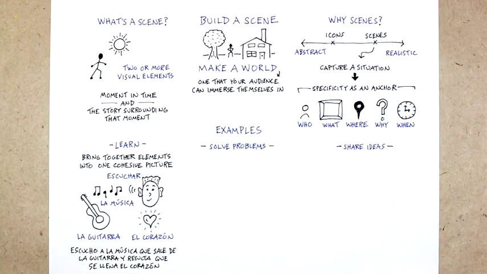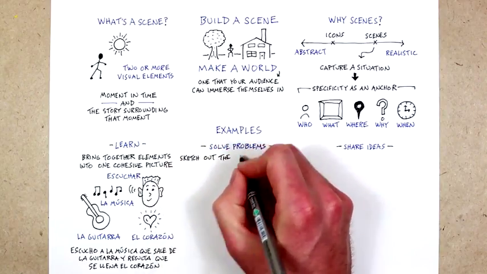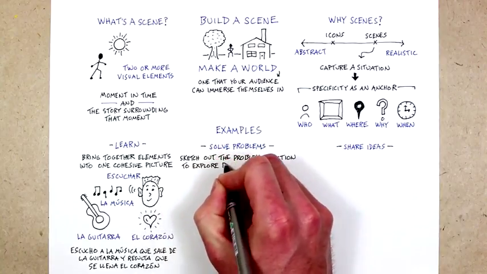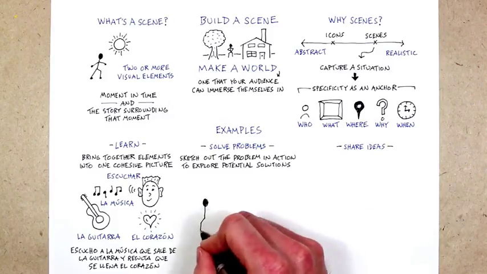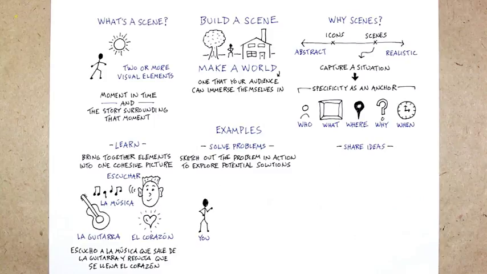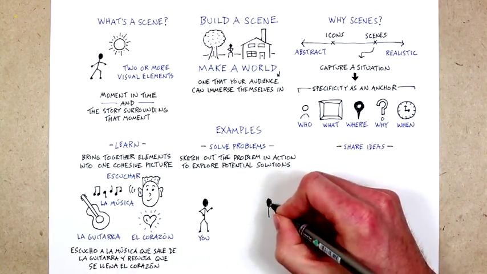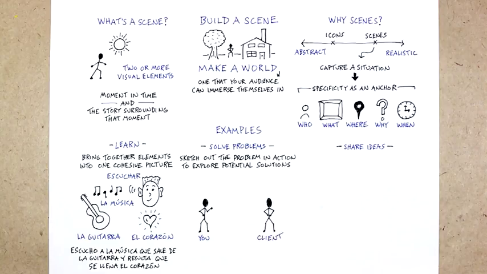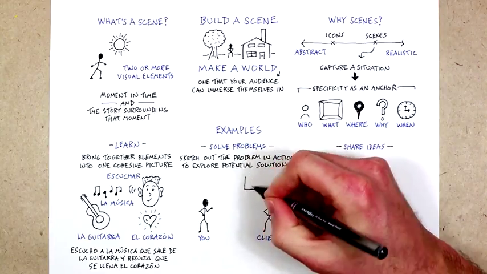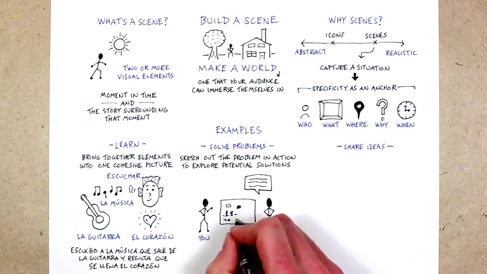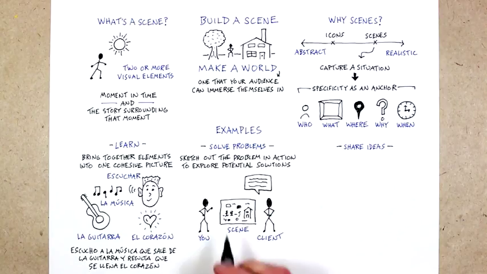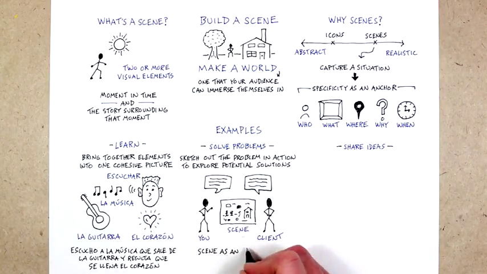Let's turn next to problem solving. When you are working on a particular problem, what you can do is sketch out a scene that represents the problem in action so that you can explore potential solutions. To get a bit more specific, imagine that you are working as a coach or a consultant. Your job is to provide an outside perspective on someone's situation in order to help solve a particular problem. To do that, you can simply listen to your client tell the story surrounding that problem or situation, draw that situation out with simple icons into a scene, and then use that drawn scene as an anchor to the conversation you have with your client as you look for solutions.